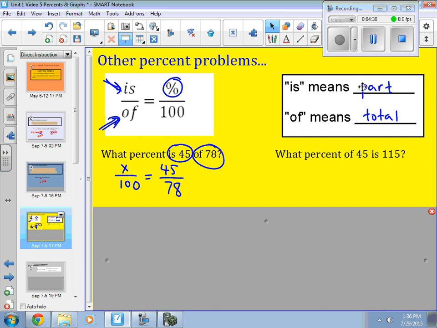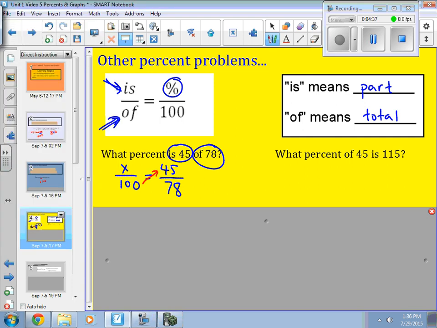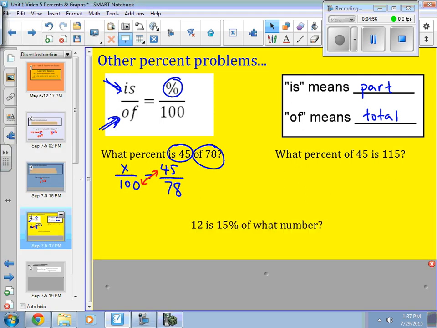So you can go on your calculator, type this in, and we should be able to do it. Remember, you always cross multiply when there's an equals here. So we want to multiply 100 times 45, and then divide by the other number, which here would be 78. Cross multiply and divide, and we get, looks like the answer is about 57.7%. So that would be the percentage out of 100.